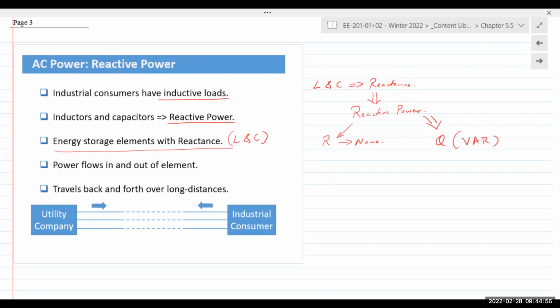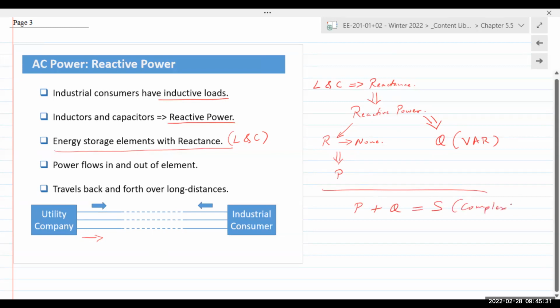For an industrial customer, it's completely different. They have these electric machines running 24/7, and they are huge, thousands of watts of energy being consumed every hour. So it's a big deal. So the utility company sends all of that power out, right? So here, the power associated with a resistor is P, power associated with the inductor is Q. So total power, P plus Q, we just refer to as the total complex power.